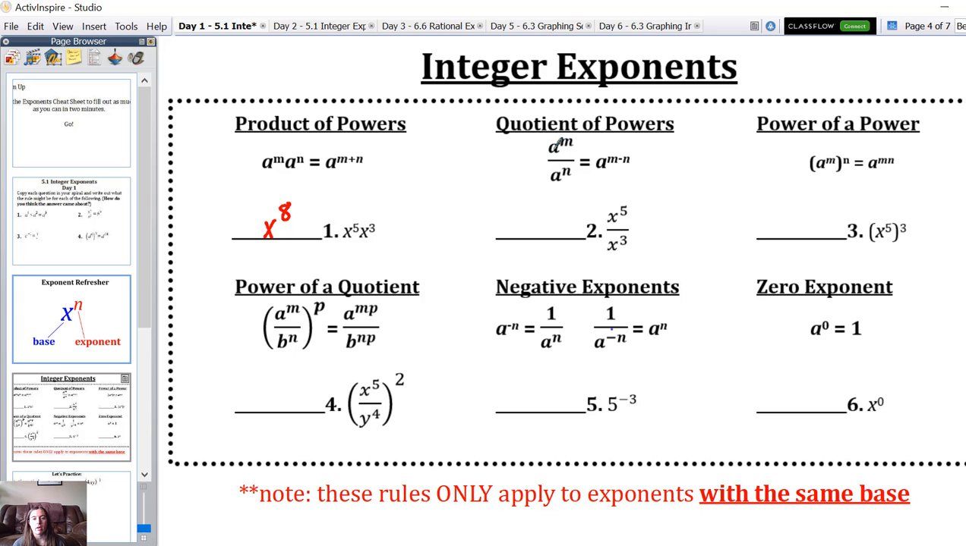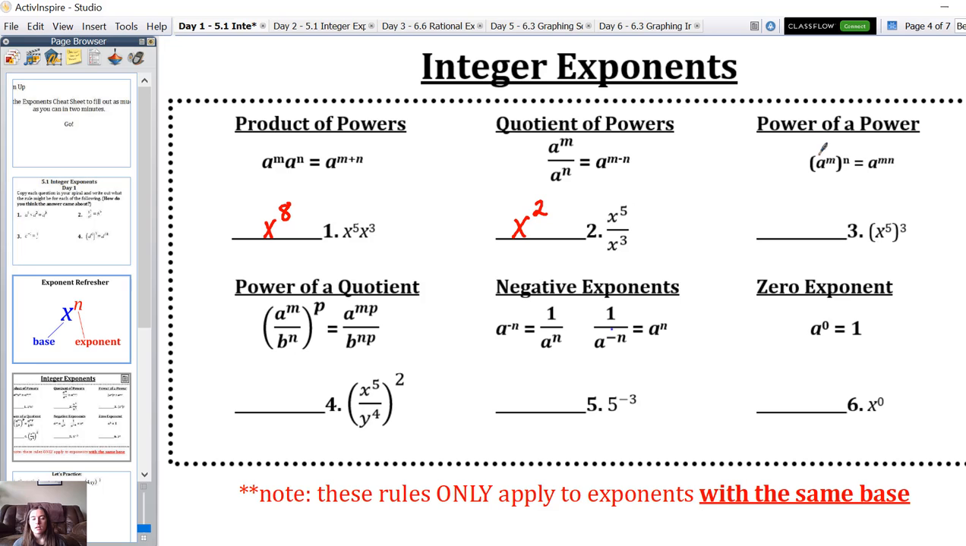If we're dividing our bases, we have this thing called the quotient of powers, where instead of adding like we did when we were multiplying the bases, when we're dividing the bases, we're going to subtract the exponents. So, in this example, x to the 5 over x to the 3rd, they both have bases of x, so we're going to look at their exponents and subtract them. 5 minus 3 is 2, so this is simplified to x to the power of 2, or x squared.